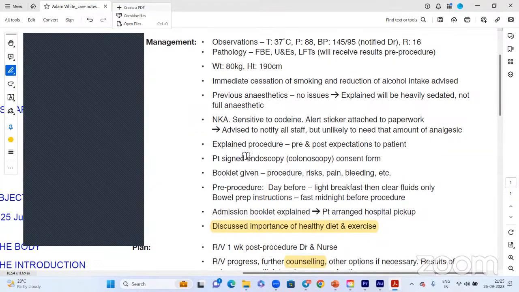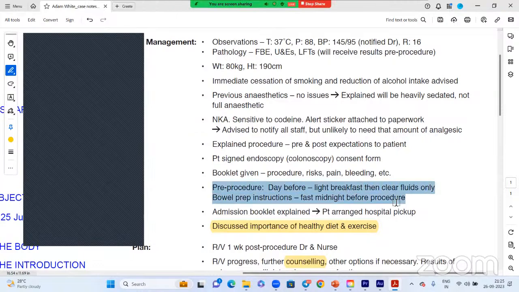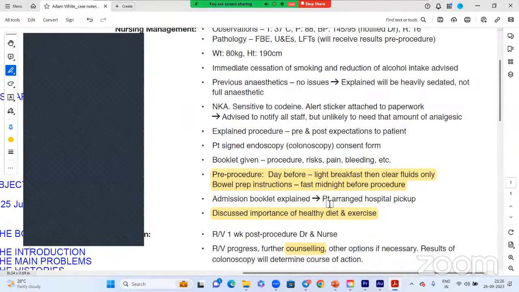Pre-procedure instructions. These things, come on, write down. Light breakfast, then clear foods only, bowel preparation instructions, fast from midnight before the procedure, all these things. Patient arranged a hospital pickup.